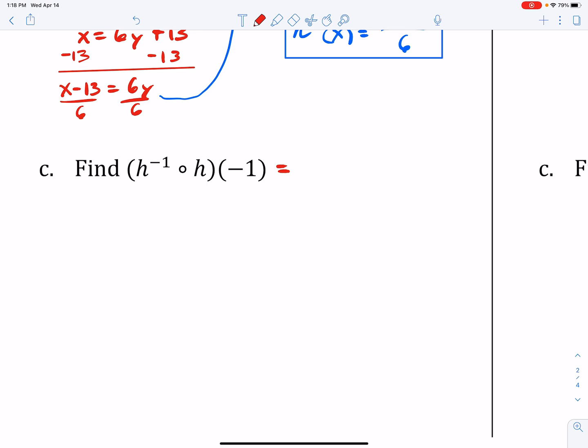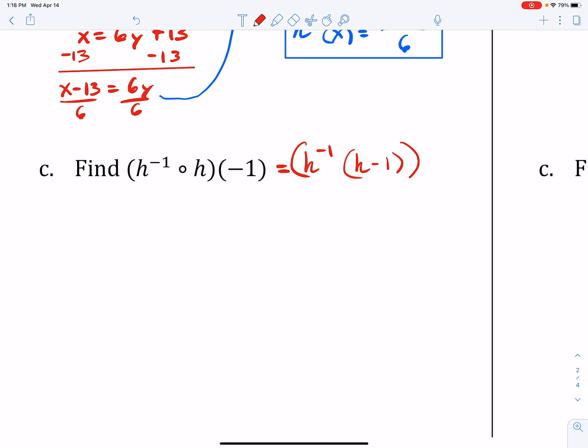So we're going to have h of -1, or h to the negative first power, the inverse on the outside, and then we're going to have h of -1 on the inside. And this is why that review portion was so important that we started off with.